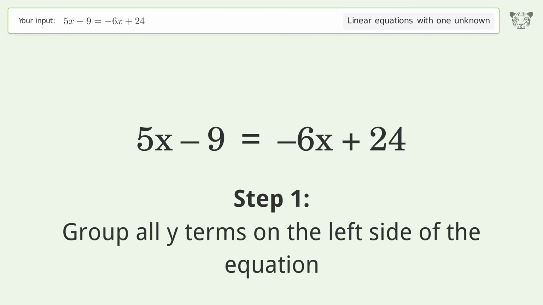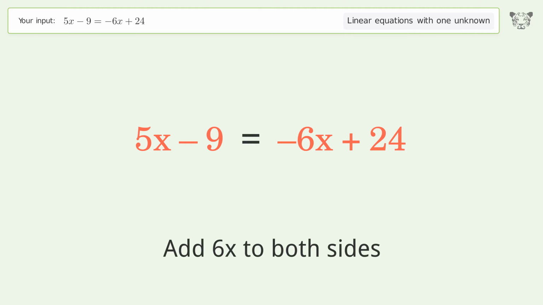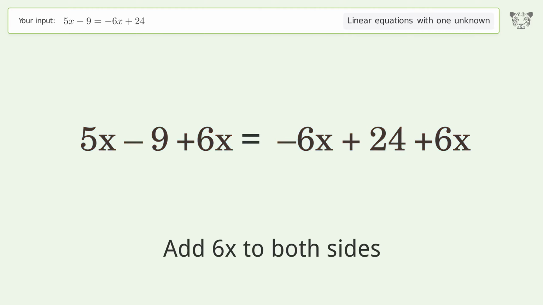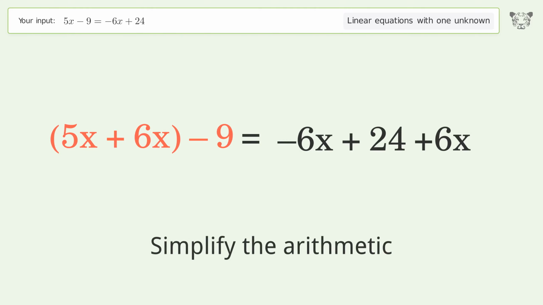Group all y terms on the left side of the equation. Add 6x to both sides. Group like terms. Simplify the arithmetic. Group like terms. Simplify the arithmetic.